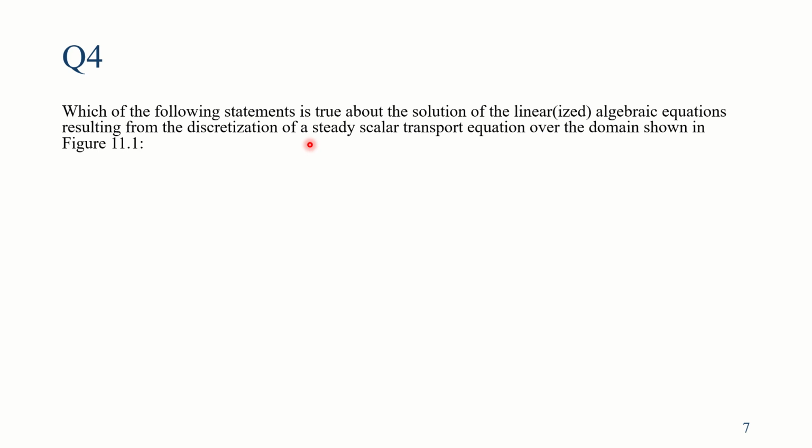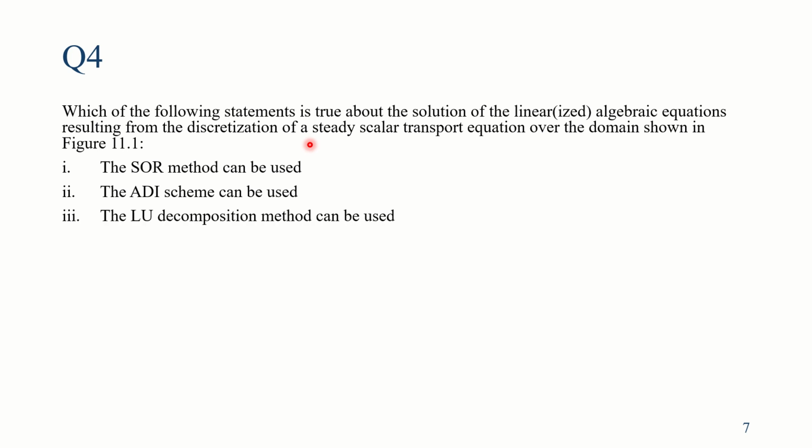We have a semicircular domain, right? In that domain, we discretize the steady scalar transport equation, and after that we get algebraic equations. While solving that set of algebraic equations, we need to identify which of the given statements is true or false. First one, SOR method can be used. Second one, ADI method can be used. Third one, LU decomposition can be used.